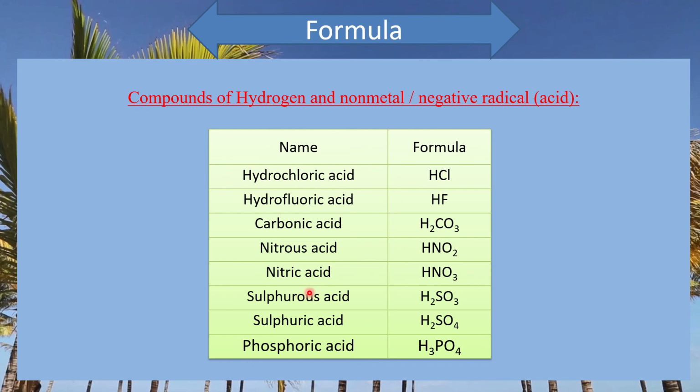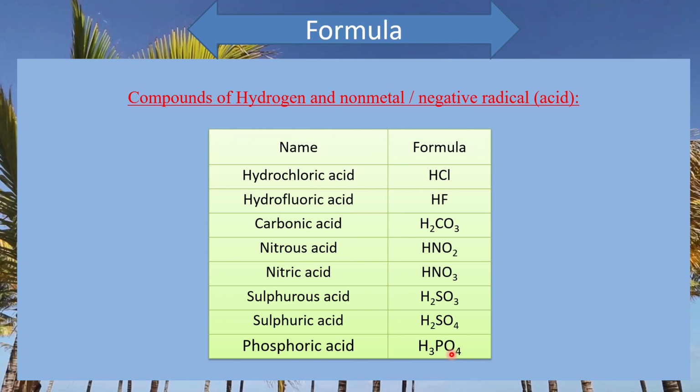In the same way, when the sulfite radical comes, its valency is 2, so H2SO3, it is sulfurous acid, and when the sulfate radical comes, H2SO4, it is sulfuric acid. When the phosphate radical comes, its valency is 3, so H3PO4, it is phosphoric acid. All these are acids. But we will learn acids in detail in our next chapter, chapter 10. Here we just learned the names of these acids.